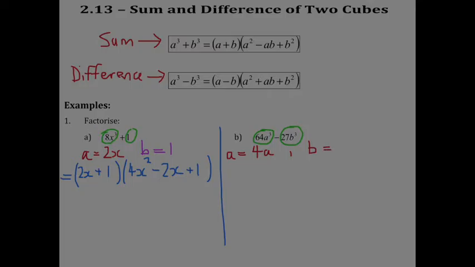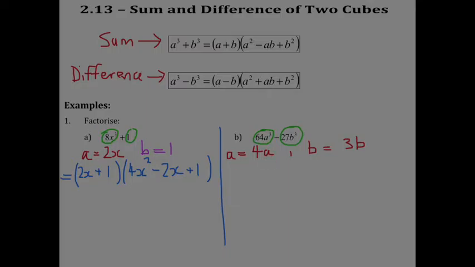As for b, what's the cube root of 27? That's 3, so 3b times 3b times 3b gets replaced with the b. Now this is a bit of an unusual question because if you looked at it by itself, you'd say a equals 4a.